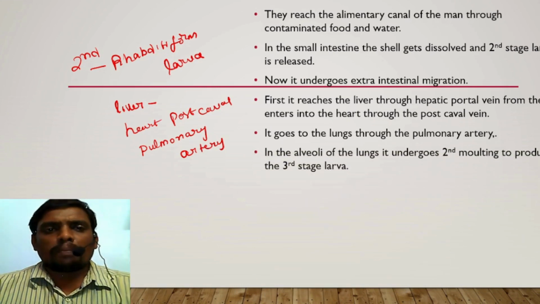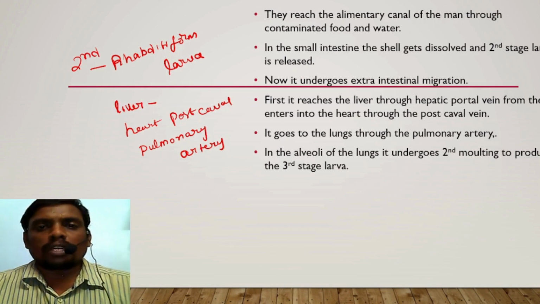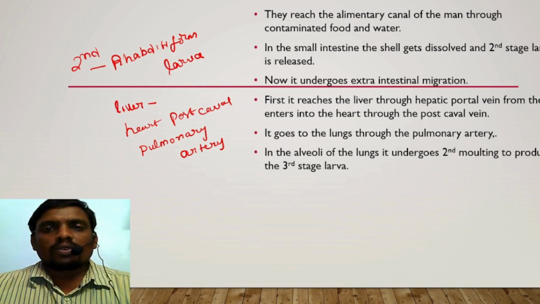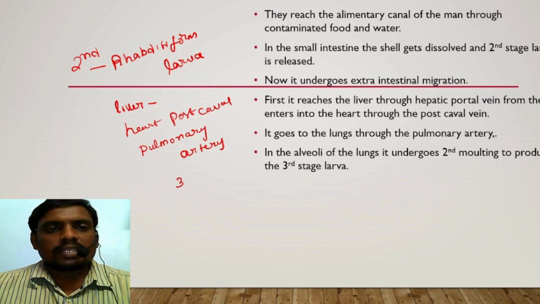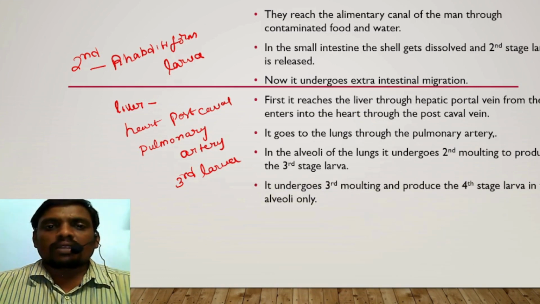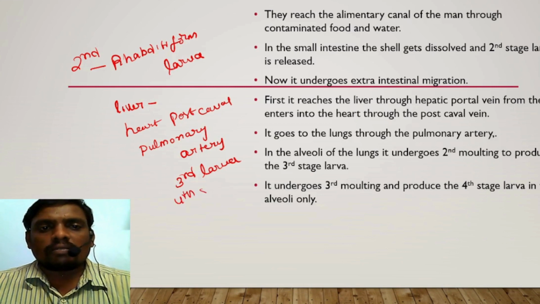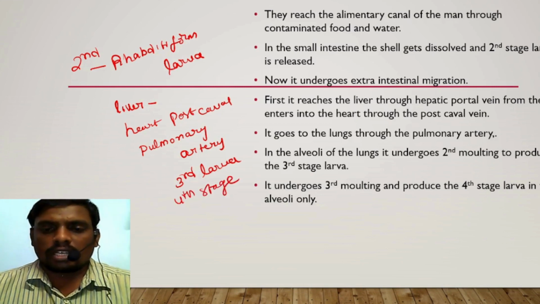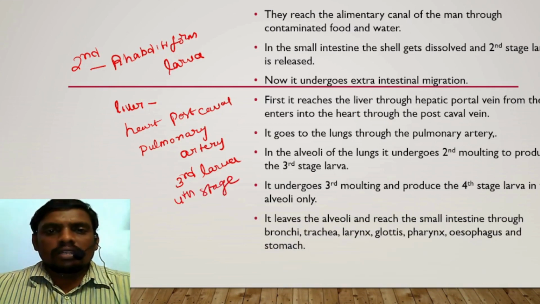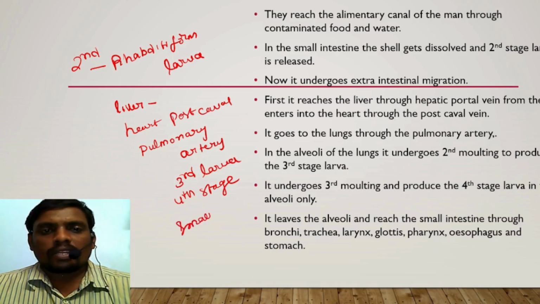In the lungs, what happens? The lungs contain microscopic chambers called alveoli. It undergoes second molting to produce a third stage larva. Then it undergoes third molting and produces the fourth stage larva inside the alveoli only. It leaves the alveoli of the lungs and reaches the small intestine again.